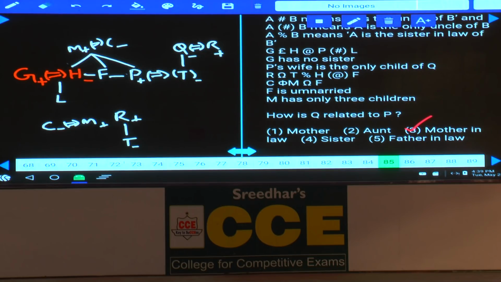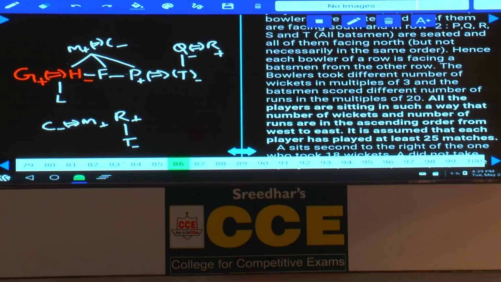As the next one, question numbers 86 to 90. Now in this 86 to 90, tell me what is the information here. 10 cricket players are seated in 2 parallel rows containing 5 players in each, in such a way that there is an equal distance between adjacent persons.